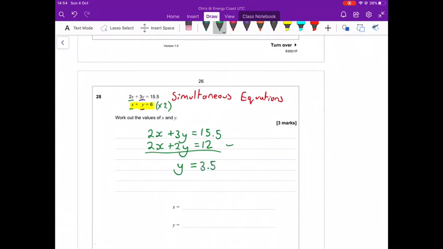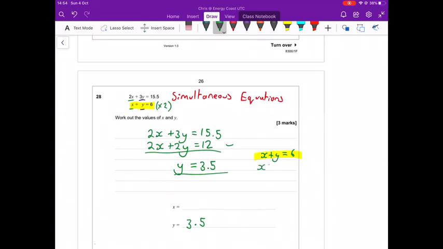15.5 take away 12 is 3.5. So there you go, I've just pretty much answered half of the question. Y equals 3.5. Okay? Let's just look at this yellow thing I've highlighted above. It said that x add y has to equal 6.